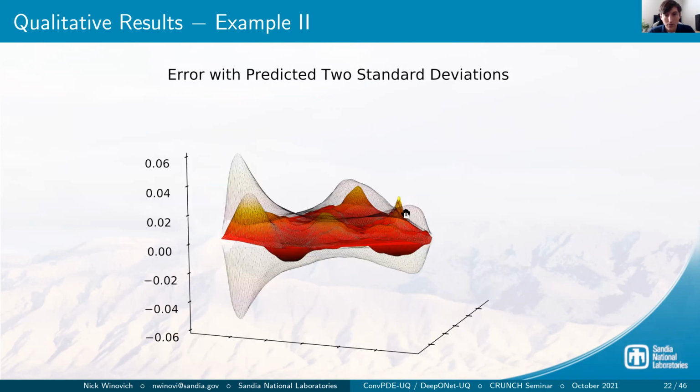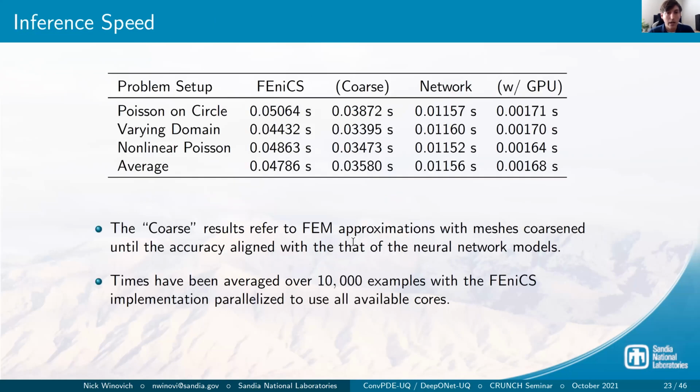And again, this is like 2 standard deviations. So we have some points where it leaves, but that's to be expected because we don't want to be too conservative with our standard deviation predictions, but it really does capture a lot of the error structure. And we can do this without adding really any time to the performance.